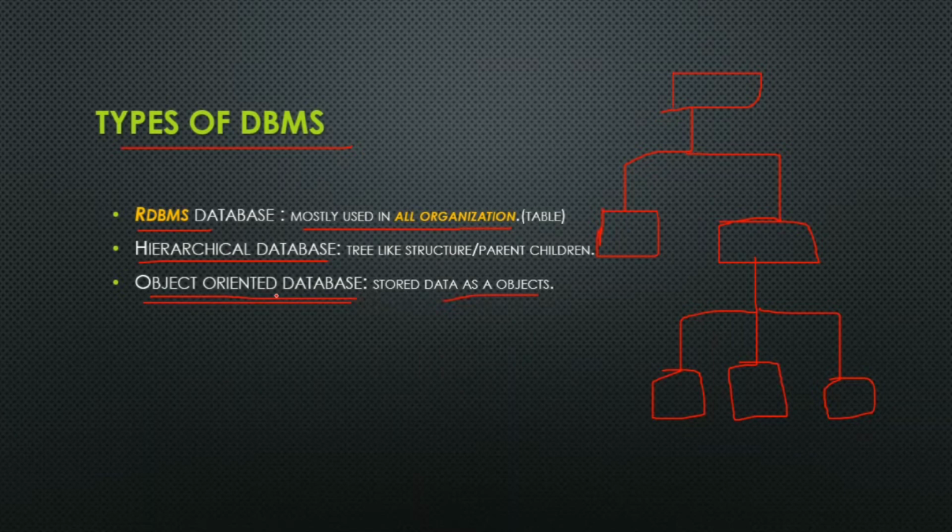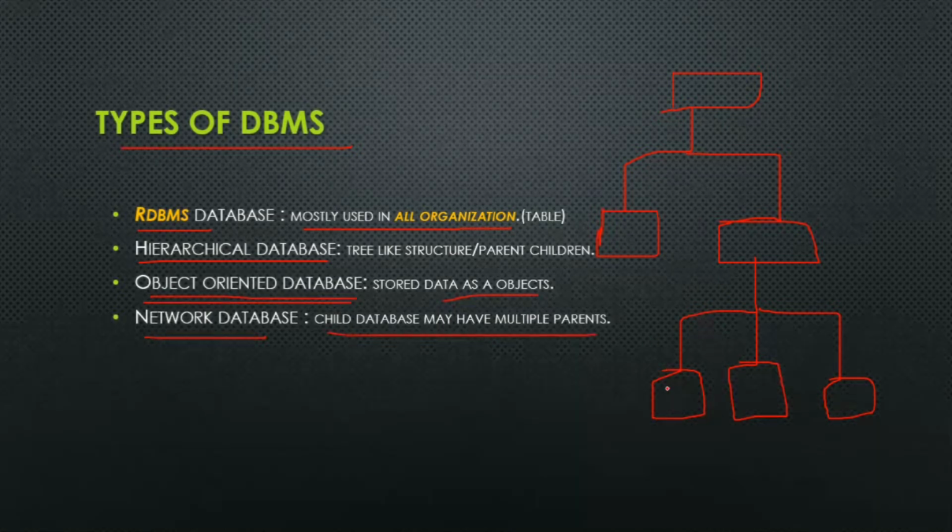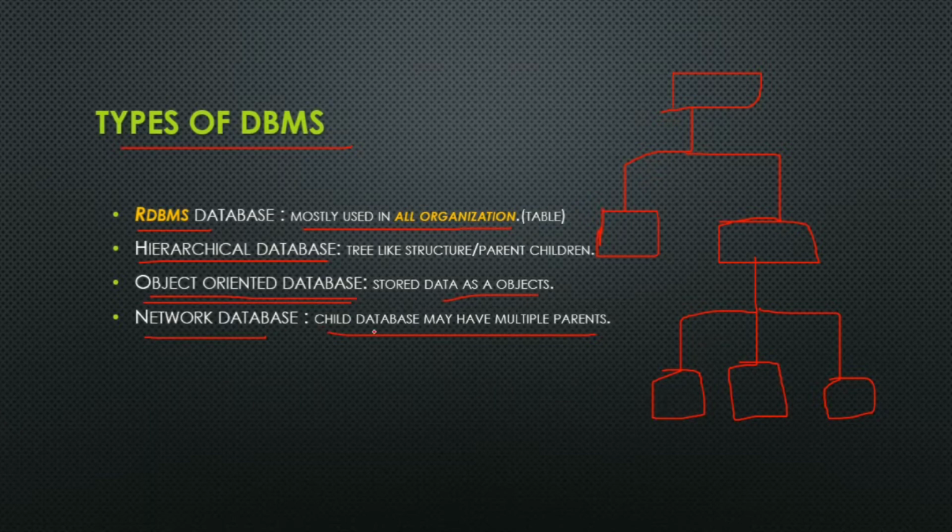Now coming to the next, which is network database. So in a network database, a child database may have multiple parents. In the hierarchical database, a child can have only one parent, but in the network database, a child can have multiple parents, like that we have with this picture. So this database can have multiple parents. So we call this database a network database.